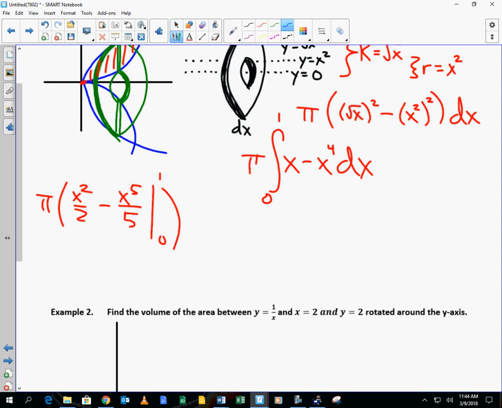All right. So we got this easy question now. How do we take the antiderivative? We already did that. We evaluated. Pi times 1/2 minus 1/5. Common denominator, 10, so 5/10 minus 2/10. So 3 pi over 10. There's the answer in all of its beauty.